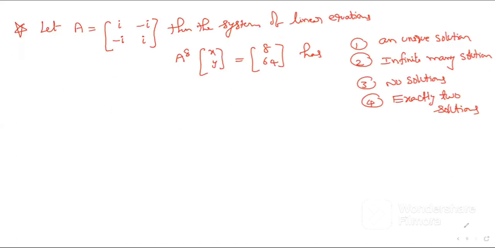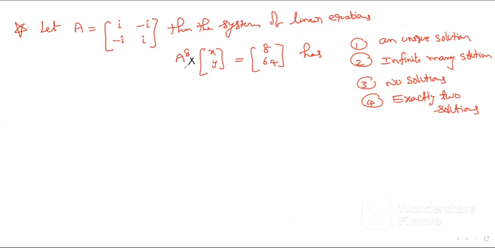Okay, now I am going to explain the next question. In the statement, matrix A is given, and the system of linear equations is A to the power 8 into the column matrix (x, y) equal to (8, 64). The system has how many solutions? Four options are given: unique solution, infinitely many solutions, no solution, exactly 2 solutions.